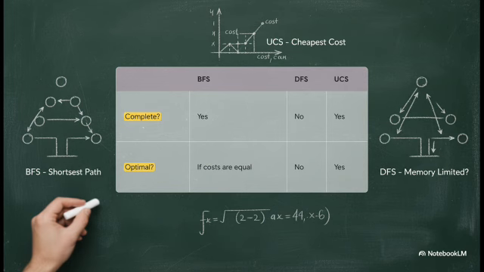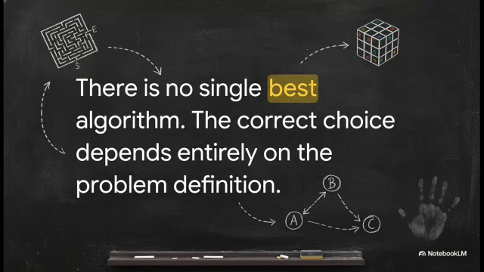So what's the big takeaway here? It's that there is no single silver bullet. There's no one best algorithm. The right choice completely depends on the problem you're trying to solve. Are you in a maze? Are you solving a puzzle? Or are you trying to find the cheapest flight? Each one of those might need a different tool from our toolbox.